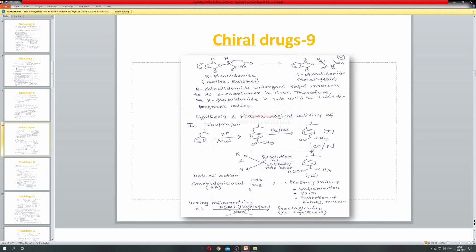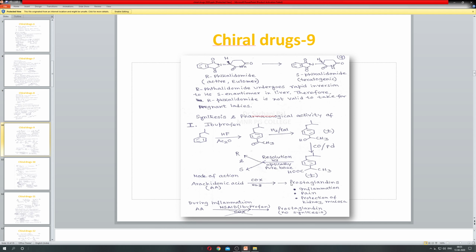Now inside our body, arachidonic acid gets converted into prostaglandins in various steps, and in one step the catalyst is cyclooxygenase. I repeat, inside our body arachidonic acid gets converted into prostaglandins. It is an example of multi-step synthesis, and in one of these several steps the catalyst is cyclooxygenase.